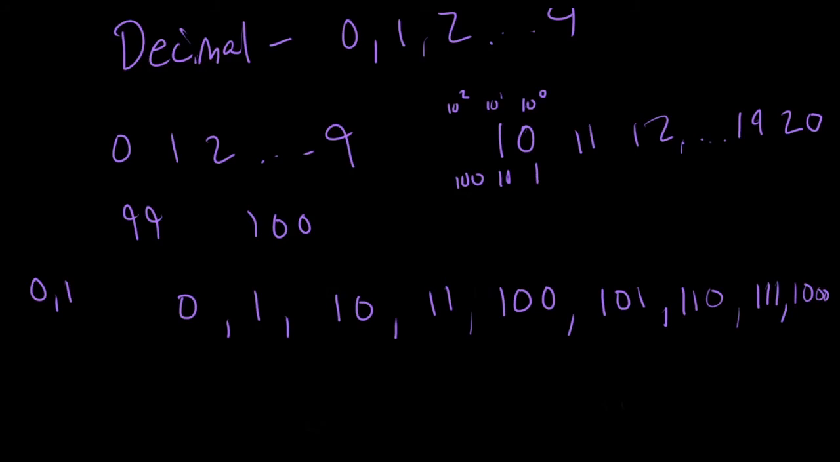And then in the 10's place, we have 1 times 10 is 10. So 10 plus 0 is 10. That's how our number system works.